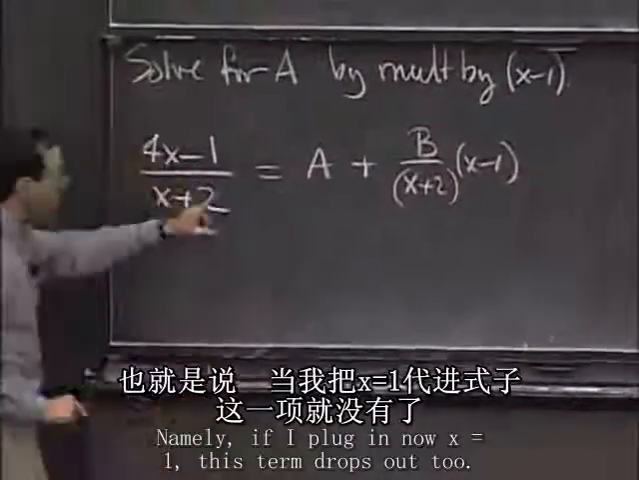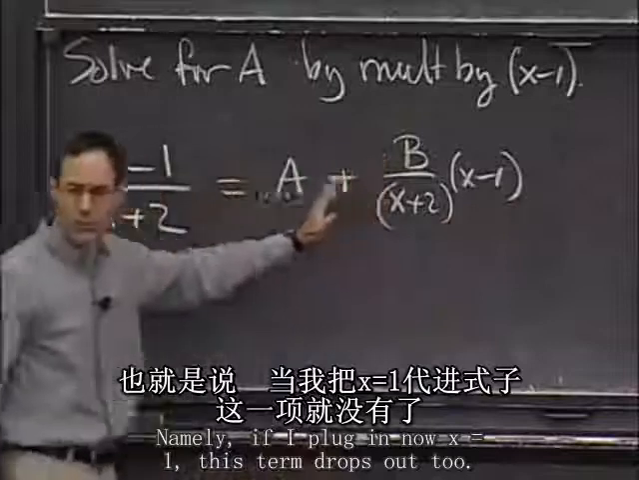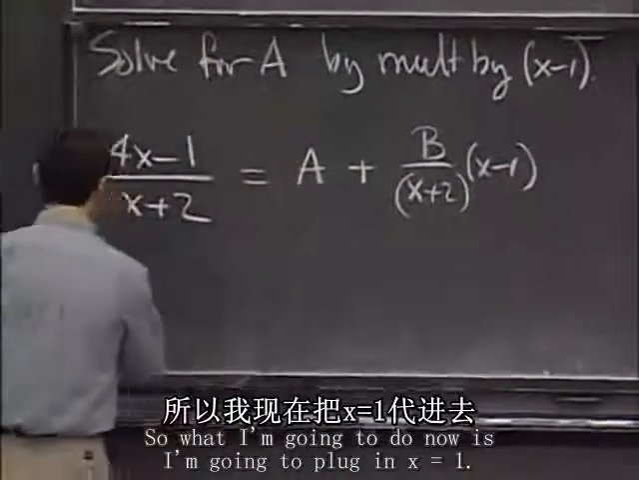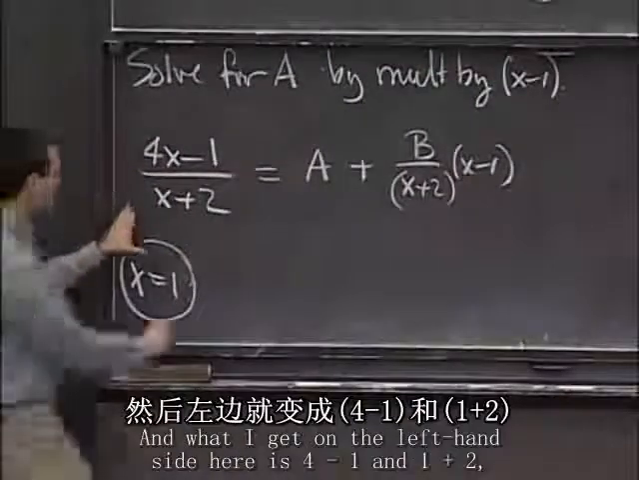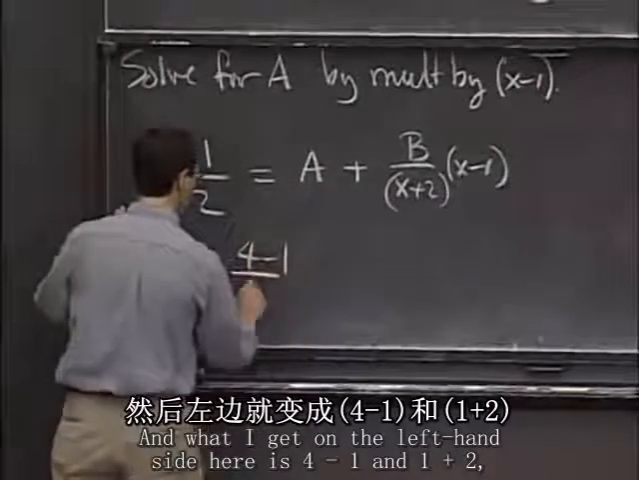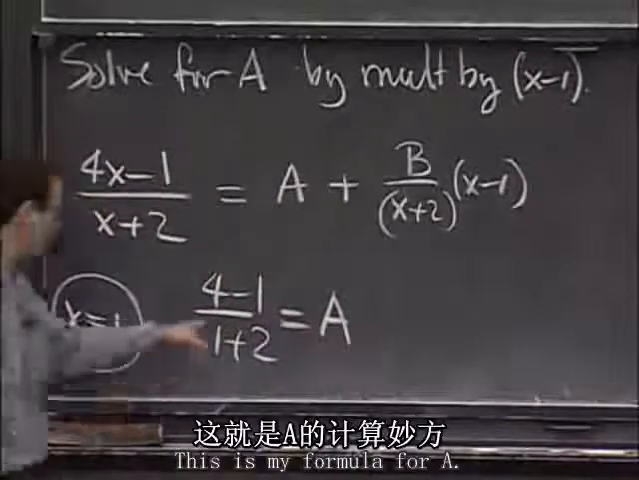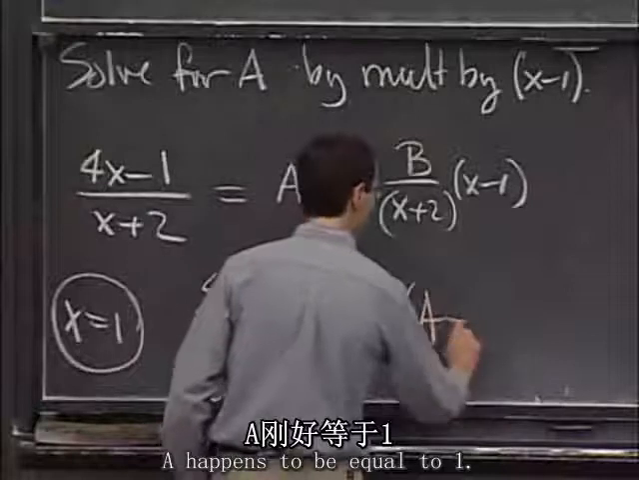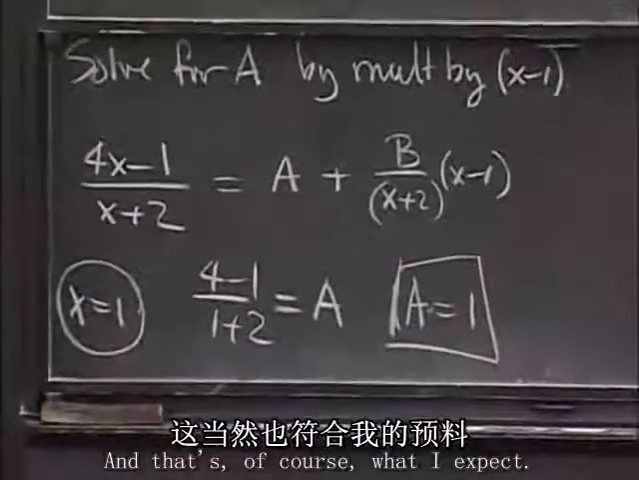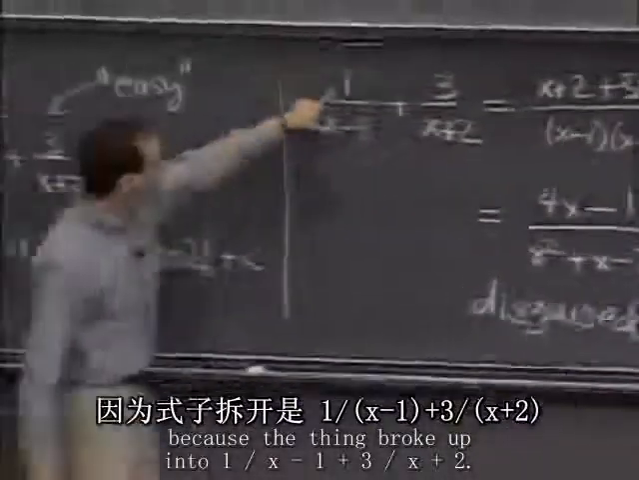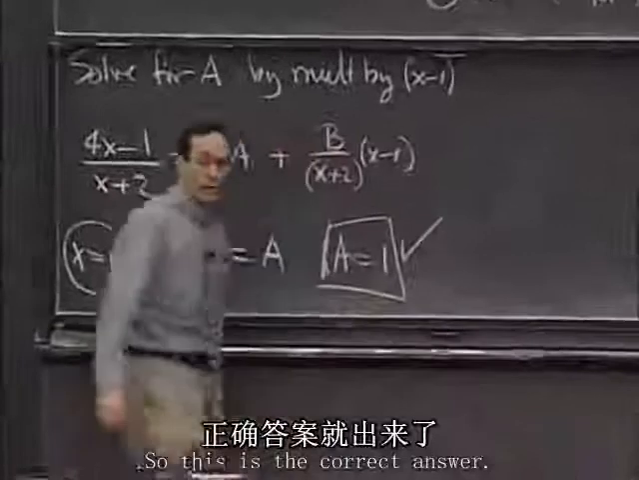And the result here is very useful. Namely, if I plug in x equals 1, this term drops out too. So what I'm going to do now is plug in x equals 1. And what I get on the left-hand side here is 4 minus 1 over 1 plus 2. And on the right-hand side, I get A. That's the end. This is my formula for A. A happens to be equal to 1. And that's, of course, what I expect. A had better be 1 because the thing broke up into 1 over x minus 1 plus 3 over x plus 2. So this is the correct answer.